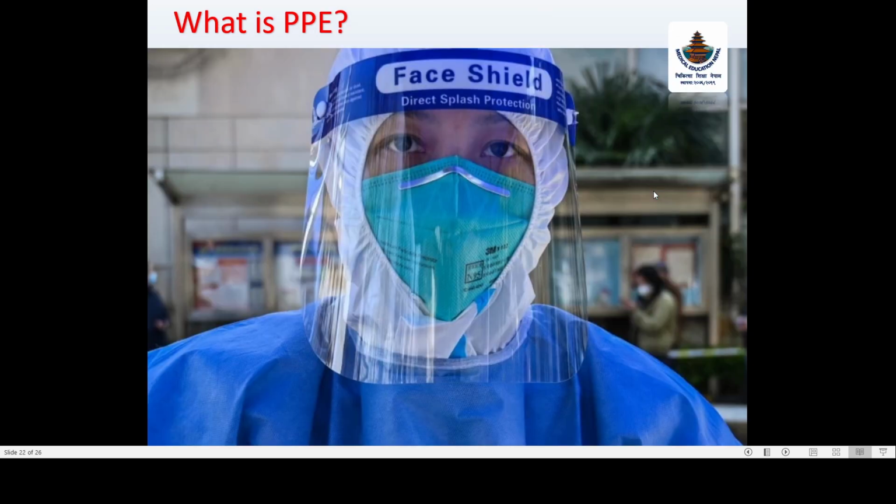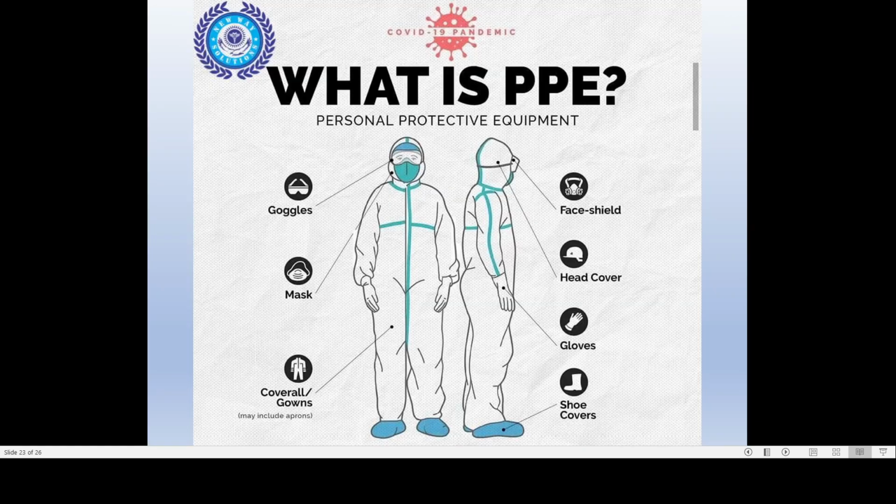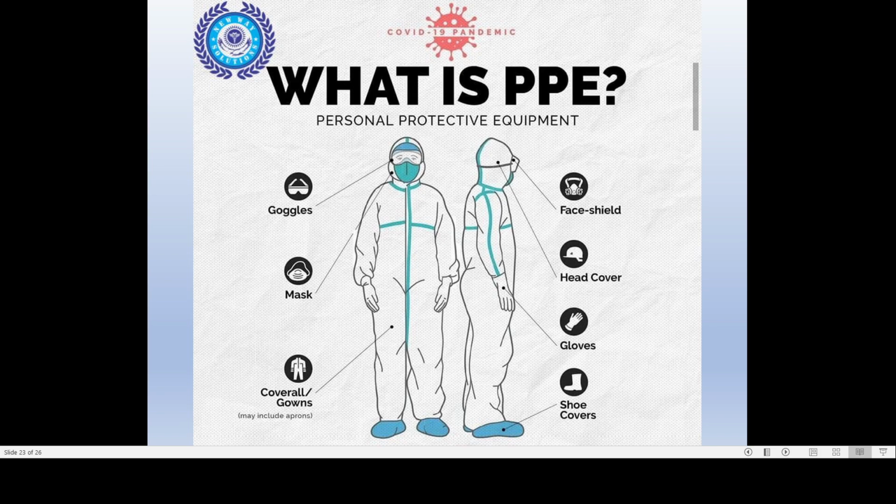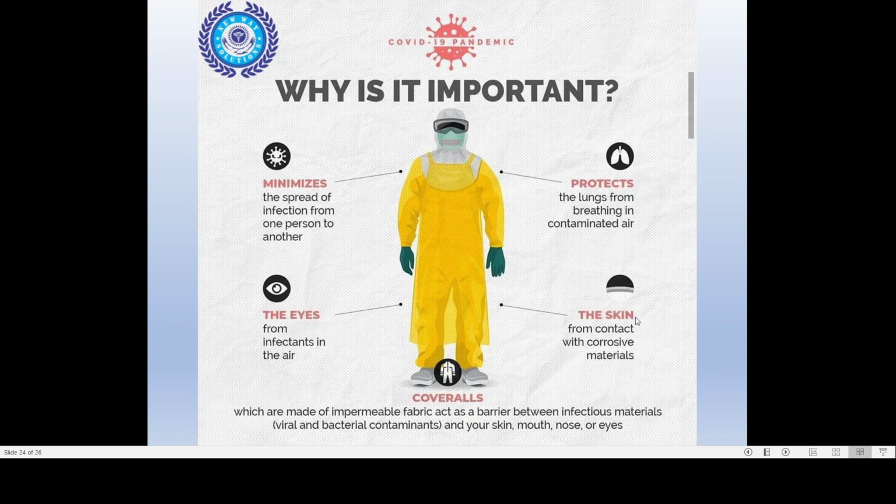Now, talking about PPE, what is PPE? PPE is personal protective equipment. I hope you are very familiar with this suit. You can see it in lots of hospitals, even in private clinics and chambers. Lots of doctors used this PPE during the COVID time, and still lots of doctors use this shield. It consists of goggles, a mask, an overall gown, a face shield, head covers, gloves, suit covers, and all that. So why is it important?